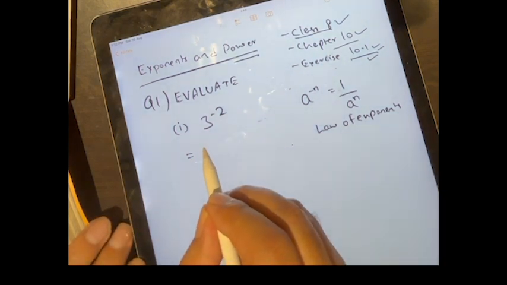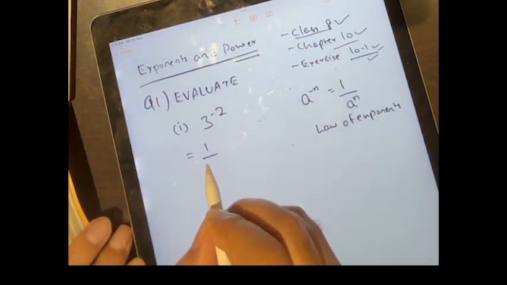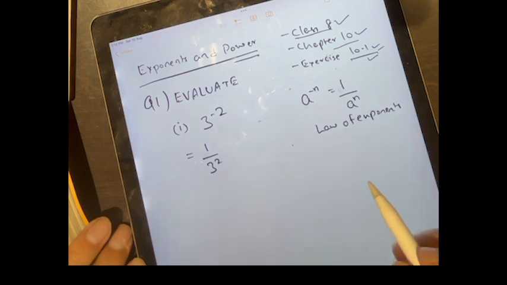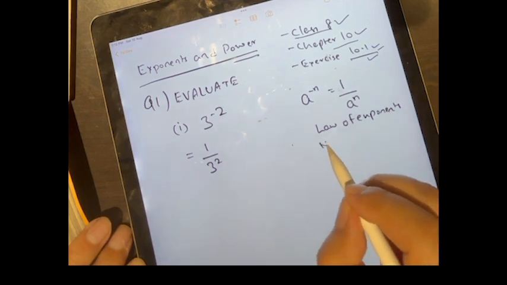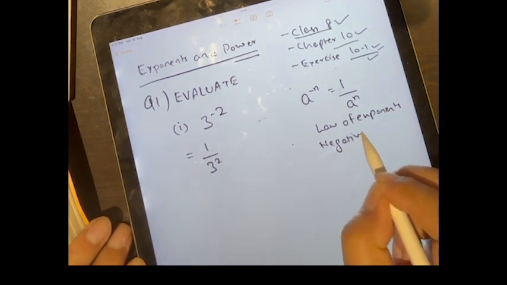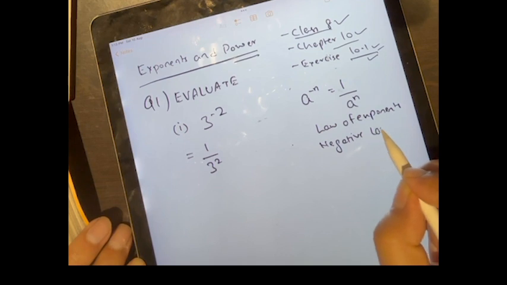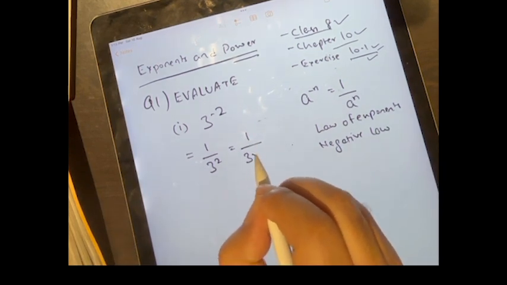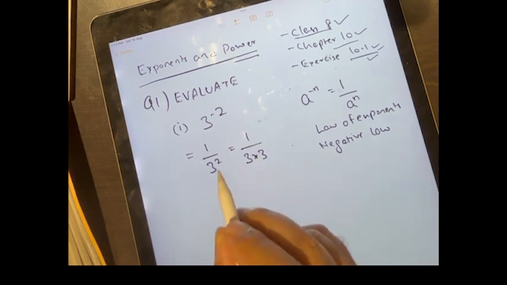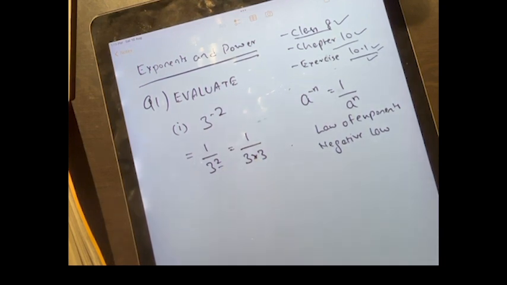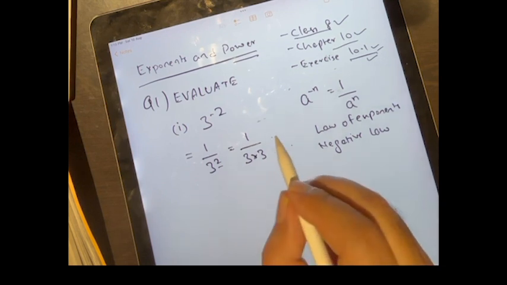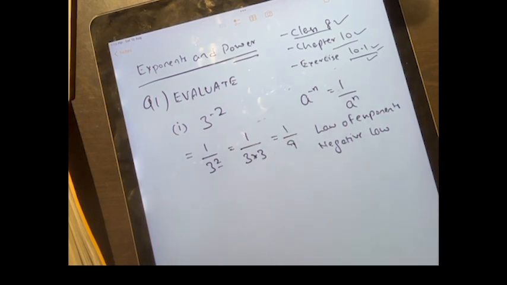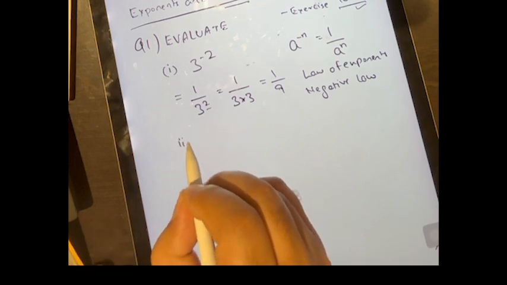So we will say 1 by 3 raised to the power of 2, as per the negative law. And if we continue, we can write this as 3 into 3, because we have 2 as the power of 3, and your answer will be 1 by 9. We will look at question number 2 now.